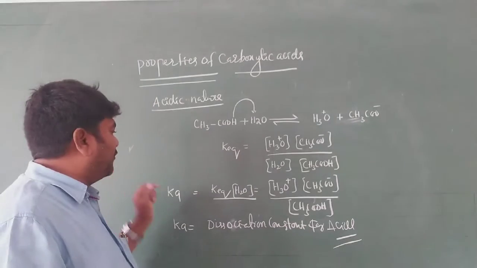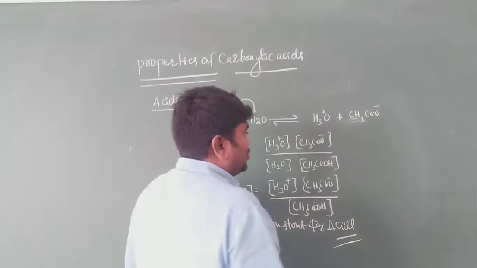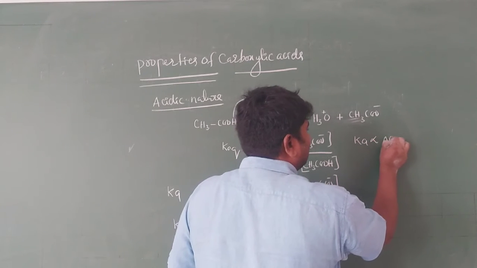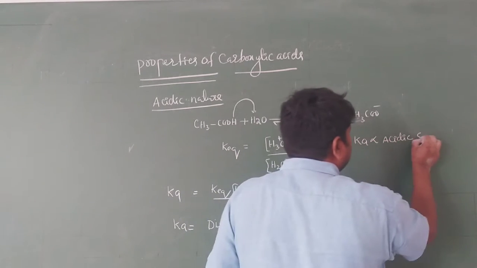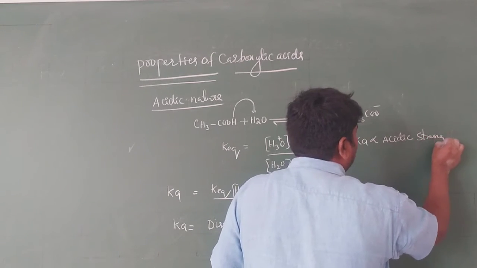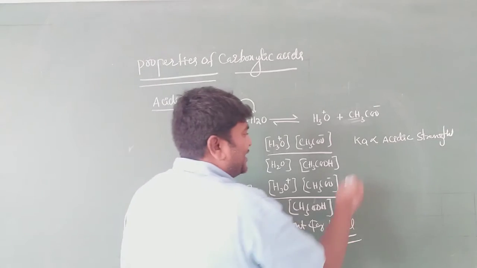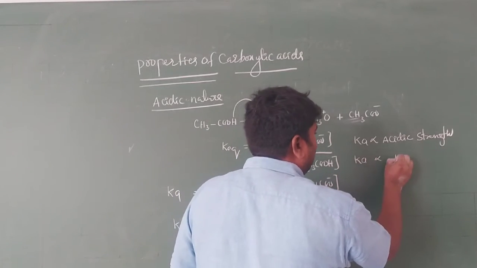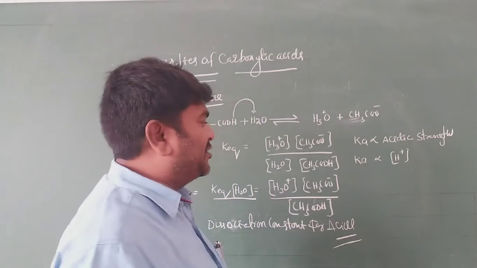What is the use of this for the reaction? Ka is directly proportional to acidic strength. It is very important. Ka is directly proportional to acidic strength. Ka is directly proportional to H plus ions. Very important, my dear students.